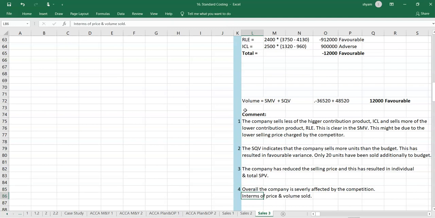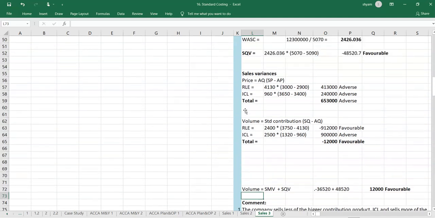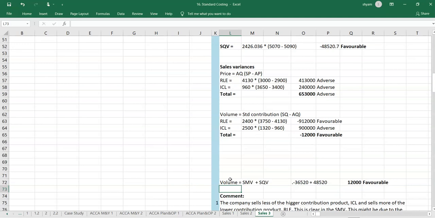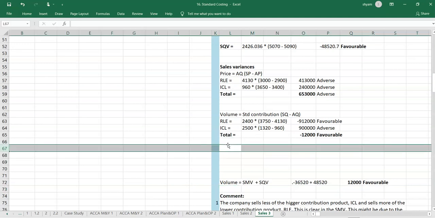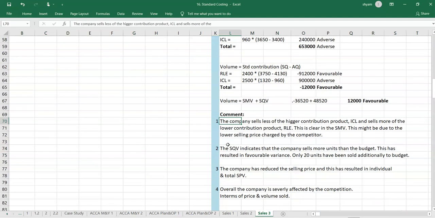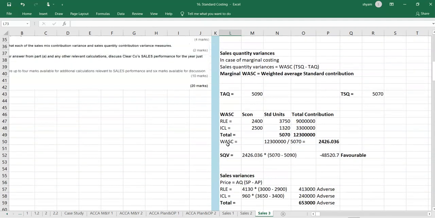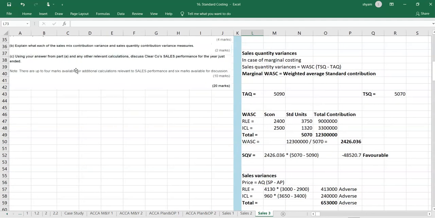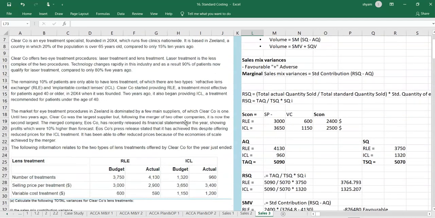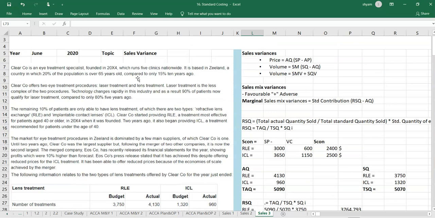Okay, they wanted 6 marks for calculation. I think calculation 6 marks we will get here: price variance and volume variance. We also showed the proof of it, and we also got the comments. Let's check the marks here. We have to get 4 calculation marks, I think we'll get that. And 6 marks is reserved for discussion. So we have got only 4 points. We have to get 2 more points, and we have to get it from these paragraphs only.